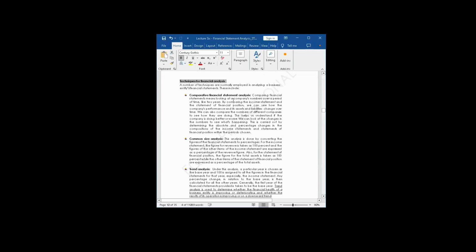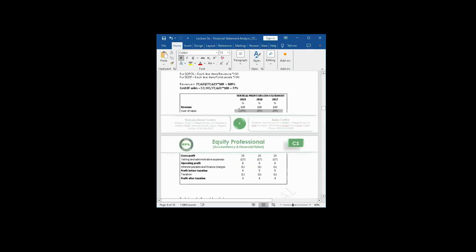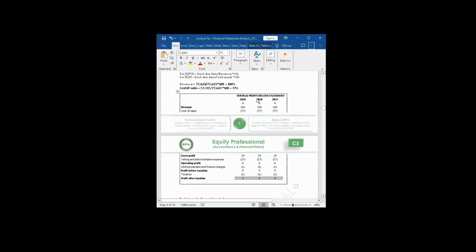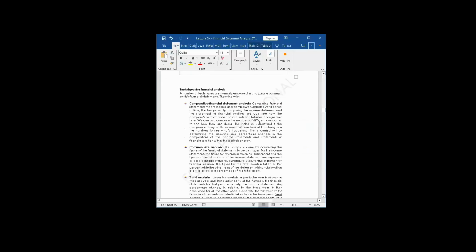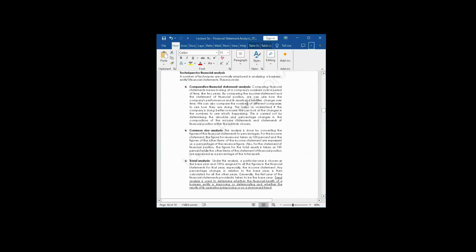Okay, right. So what are those techniques for financial statement analysis? The first one is comparative financial statement analysis. What we have done here is a form of comparative financial statement analysis because we are comparing the performance over multiple years, over a period of time, you can say over 3 years. So we can compare based on ratios, based on trends, based on whatever, right? So that is comparative analysis.